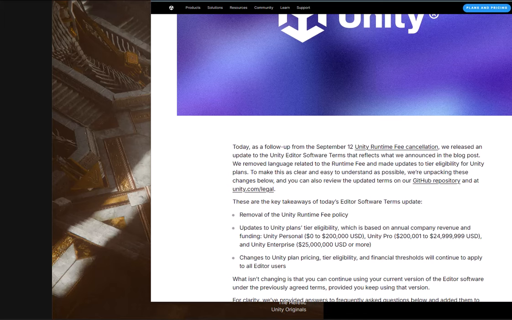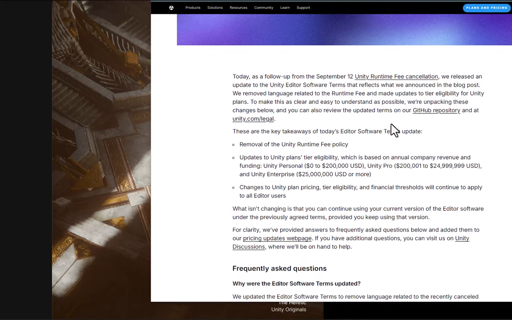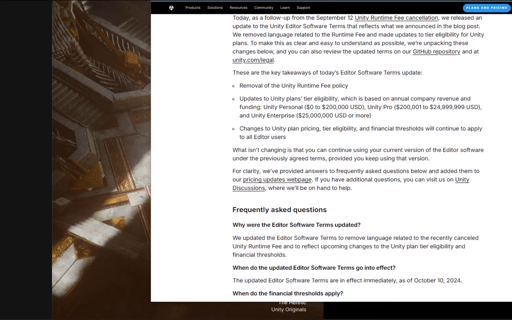As a follow-up from the September 12th Unity runtime fee cancellation, we released an update to the Unity editor software terms that reflect what we announced in the blog post. We removed language related to the runtime fee and made updates to tier eligibility for Unity plans. To make this as clear and easy to understand as possible, we're unpacking these changes below. You can also review the updated terms on our GitHub repository and at unity.com/legal. Then they go over these key points, so let's go over them really quick.